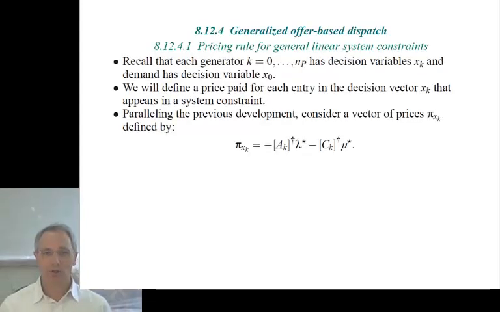So how do we turn that solution into offer-based economic dispatch? We come up with a pricing rule. Each generator, 1 through np, and the demand has decision variables xk. We're going to define a price for each entry in the decision vector that appears in the system constraint. And paralleling our previous development, let's consider a vector of prices pi xk that's defined as follows. Pi xk is equal to minus ak transpose times lambda star minus ck transpose times mu star.